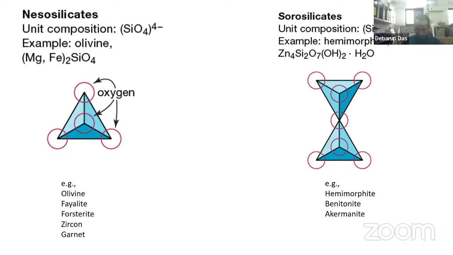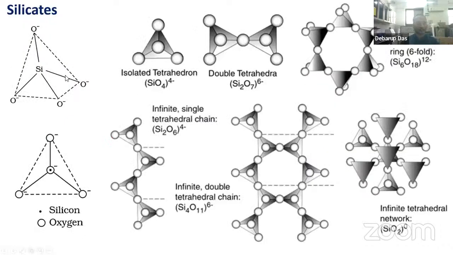Silicates are made up of silicon and oxygen. One silicon can bond with four oxygens. And oxygen anions, as they are the most abundant, along with silicon, and after that aluminium and iron, because those are the most abundant, they form most of the minerals. Oxygen is the most abundant element, and oxide is the most abundant anion.